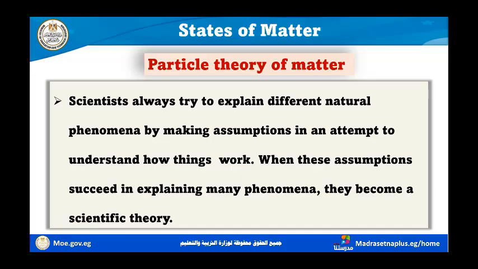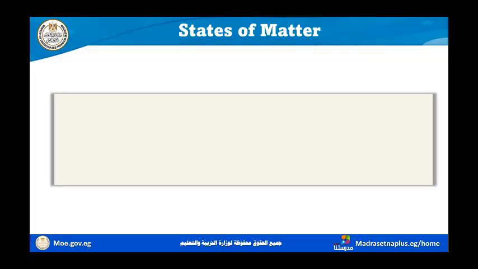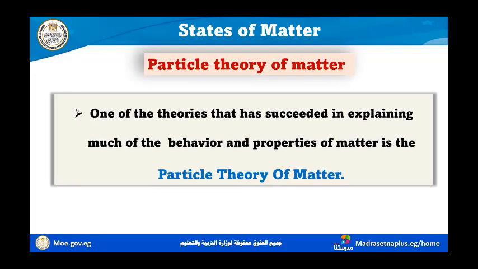So scientists explain the phenomena by making assumptions and examine these assumptions, and when the assumptions succeed in explaining this phenomena, the assumptions become a theory. One of the most important theories that has succeeded in explaining much of the behavior and properties of matter is the particle theory of matter. So we are going to study now the particle theory of matter.